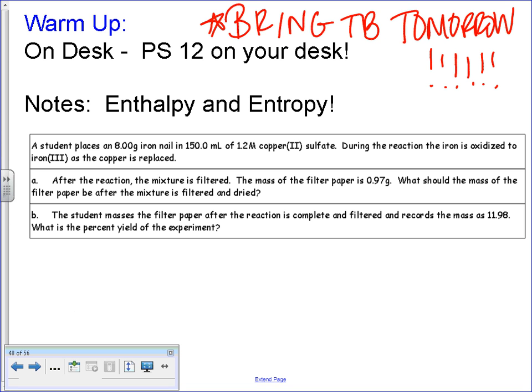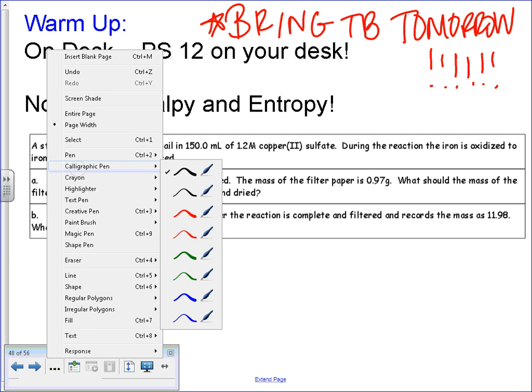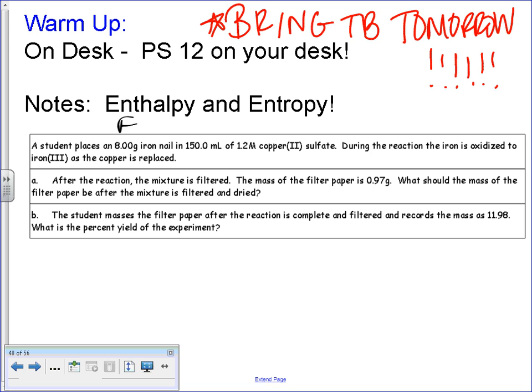It says a student places an iron nail and copper 2 sulfate. During the reaction, the iron is oxidized to iron 3 as the copper is replaced. VCE. FE. Hold on, I gotta get that fancy pen. Okay. FE.